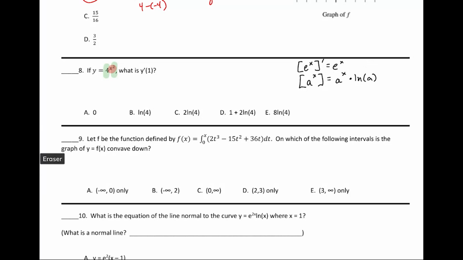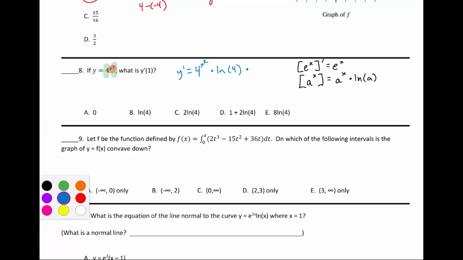So the derivative of 4 to some power would be 4 to that power, x squared, times the natural log of 4. Now, using the chain rule, we are going to have to multiply this by the derivative of the inside.